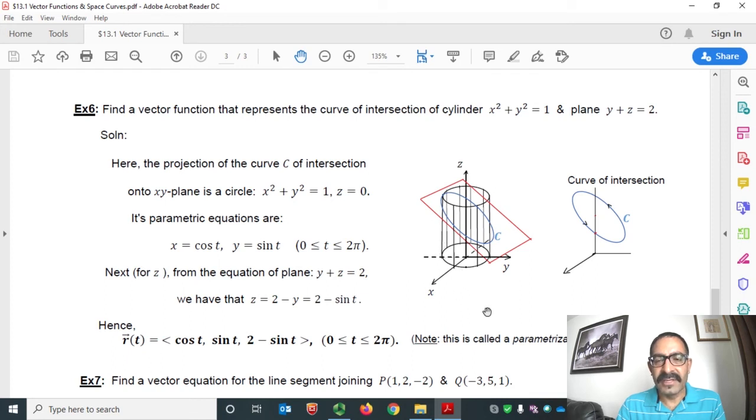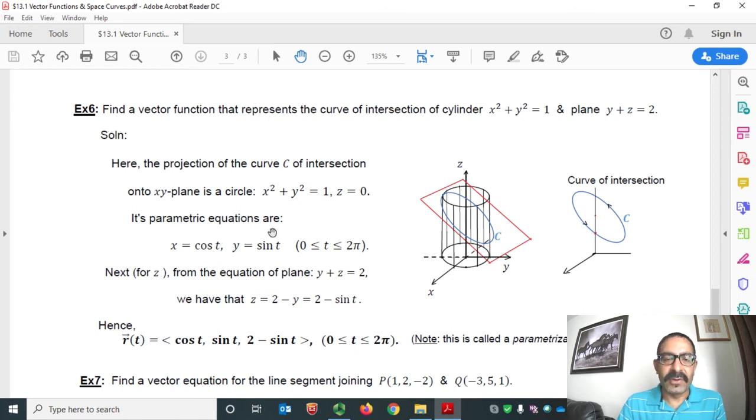as well as negative z, but the plane y plus z equals 2 is here. So all I'm interested in is this cylinder and this plane. Then they intersect at this curve. I extracted this curve here. That's the curve of intersection. So here the projection of the curve of intersection onto the xy plane is just a circle. If you project this one down on the xy plane, it gives us a circle.